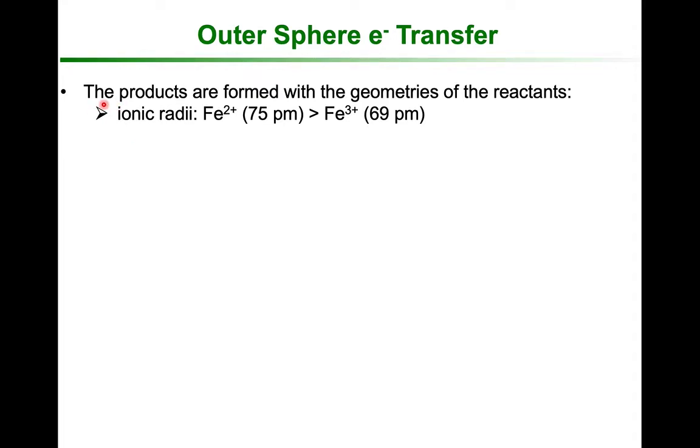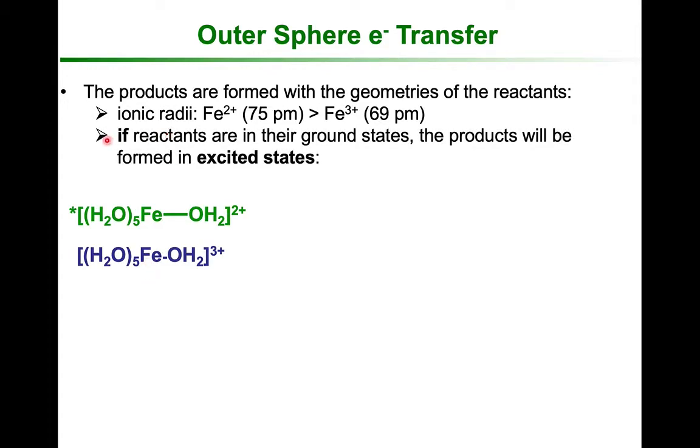All right, so we want to examine the prospect that the products are formed with the geometries of the reactants. And if we look at the ionic radii, which will give us some estimate of the iron-oxygen bond lengths, the ionic radii for iron 2 versus iron 3 is different. And what we come out with for this is the ionic radius for iron 2 is longer. And so all of the iron-oxygen bonds are longer in the iron 2 complex and relatively shorter in the iron 3 complex. So if, and this if is bolded on purpose, if the reactants are in their ground states, the products would be formed in excited states.